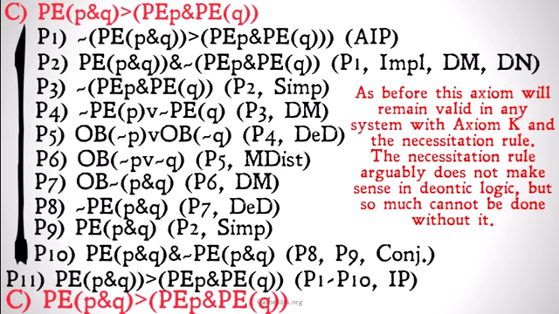As before, this axiom will remain valid in any system with axiom K and the necessitation rule. The necessitation rule arguably does not make sense in deontic logic, but so much cannot be done without it. None of these great consequences that seem to make sense. It seems to make sense that if it's permissible that both P and Q, then it's permissible that P and it's permissible that Q.